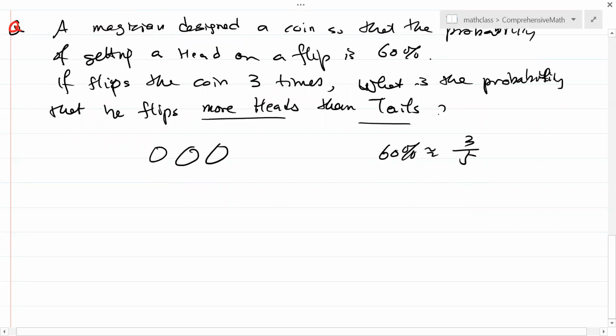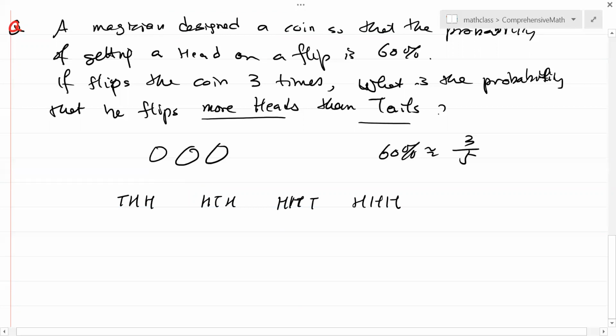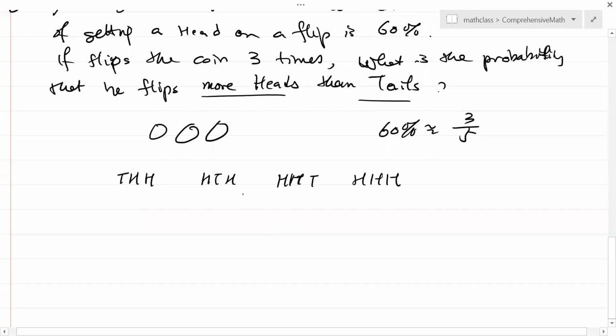All right. So let's take a look at how to solve this problem. We divide into possible cases here. So, HTT, HTH, HHT and HHH. Hmm, four possible outcomes. So you just need to calculate the probability for each.